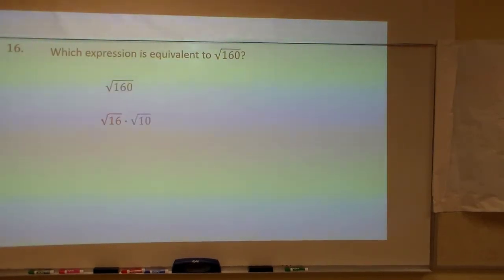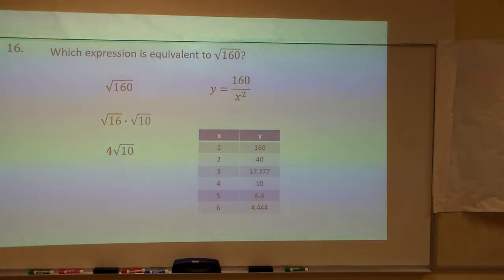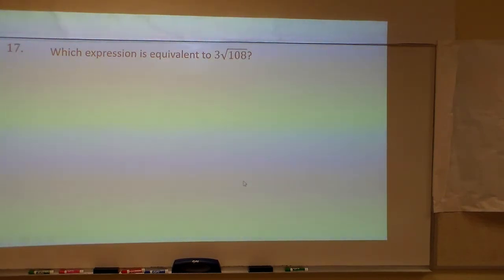160. Now I recognize that as 16 times 10, and the square root of 16 is 4. But if you go to your calculator, type in 160 divided by x squared, you can see the last number without decimals. I didn't put them all on here, but if you want to carry it, it's 4 square roots of 10. Now this time here, kind of ignore the 3 for a second. Just ignore the 3.